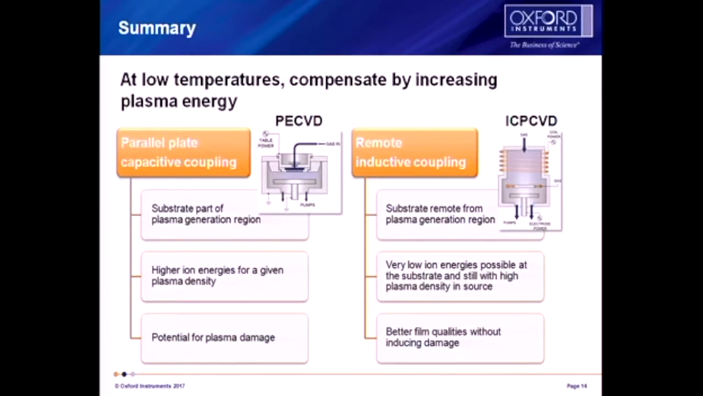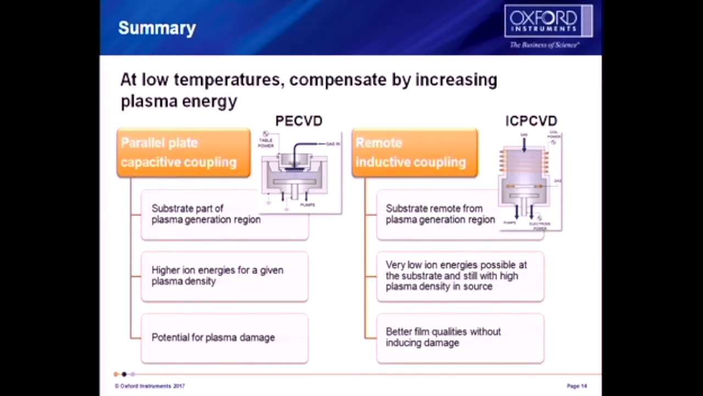Okay, so just to summarize what I've gone through today, I've talked about two different methods of plasma production that we do. There is PECVD with parallel plate capacitive coupling. Your plasma is generated in the same area that your substrate is in, so again, that can cause damage. You get higher ion energies for a given plasma density, but there is the potential for plasma damage, and also you have to operate at higher temperatures to maintain film quality.